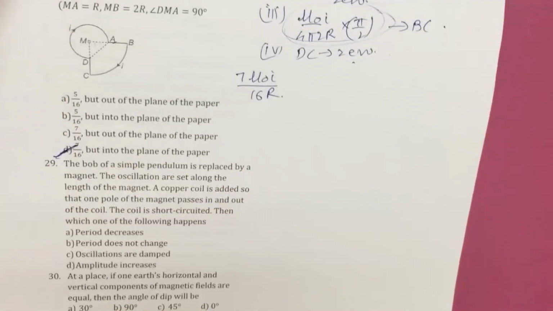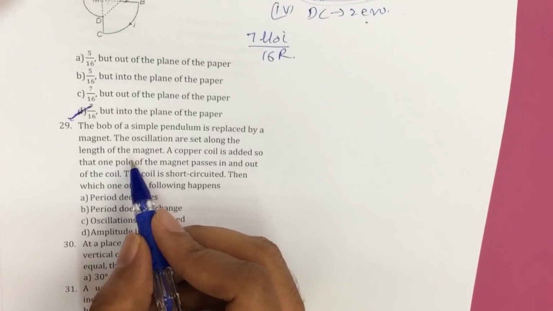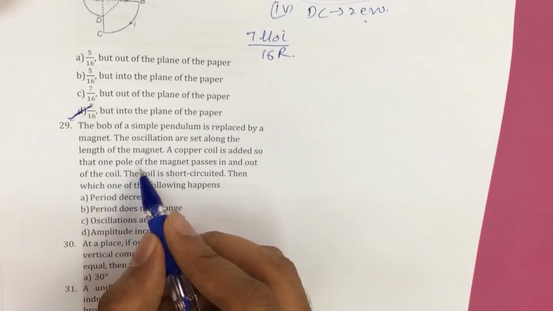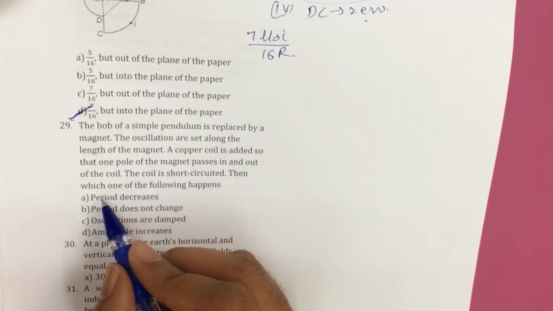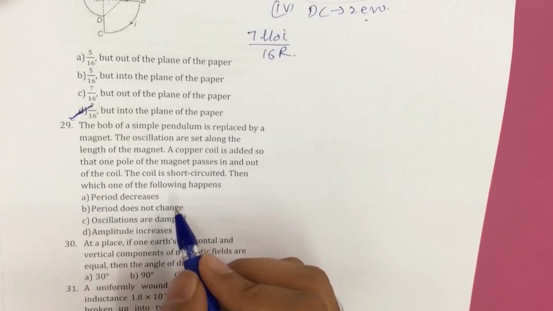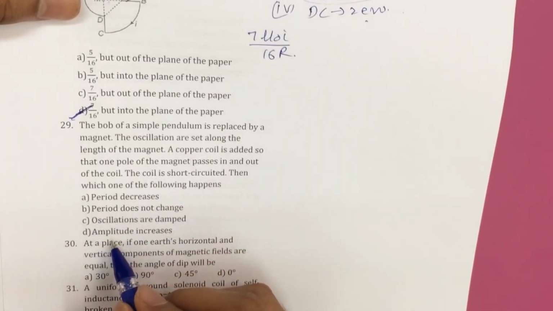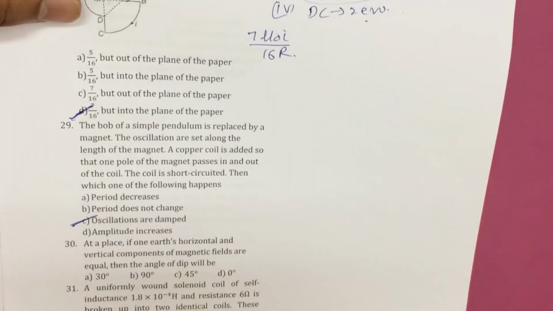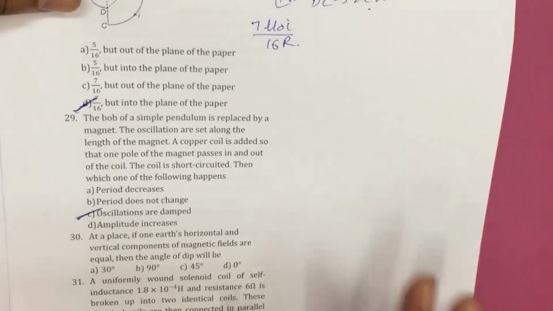Question 29. The bob of a simple pendulum is replaced by a magnet. The oscillation is set along the length of the magnet. A copper coil is added so that one pole of the magnet passes in and out of the coil. The coil is short circuited, then which of the following happens? Here your options are: period decreases, period does not change, oscillations are damped, and fourth option is amplitude increases. So correct answer here will be option C. Oscillations will be damped, that is because of the magnetic field that will be produced inside the coil.